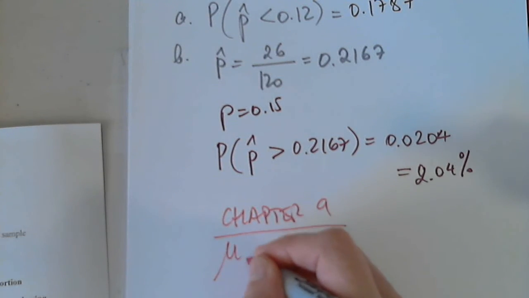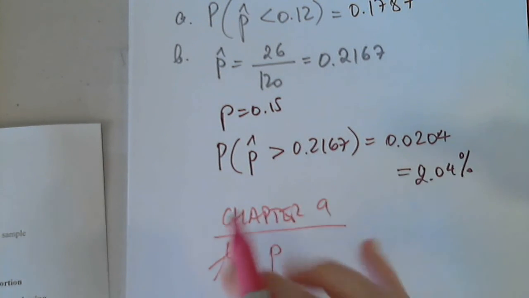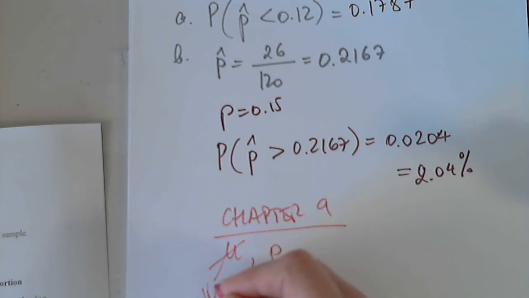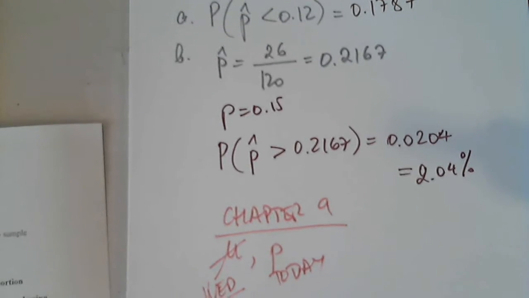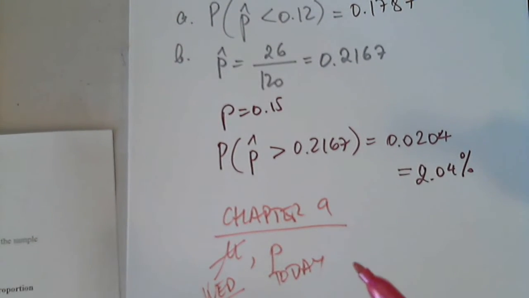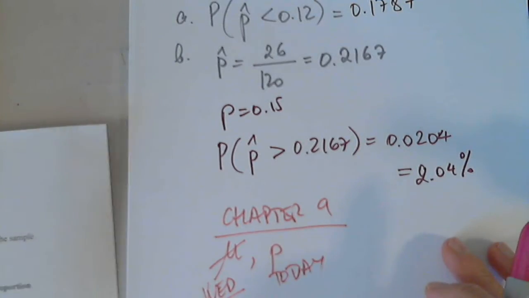This is for mu and for p, population proportion, population mean. This will follow, not today, Wednesday, but this is today. So we're going to look at what are called confidence intervals for population proportion. And you will see what that means.